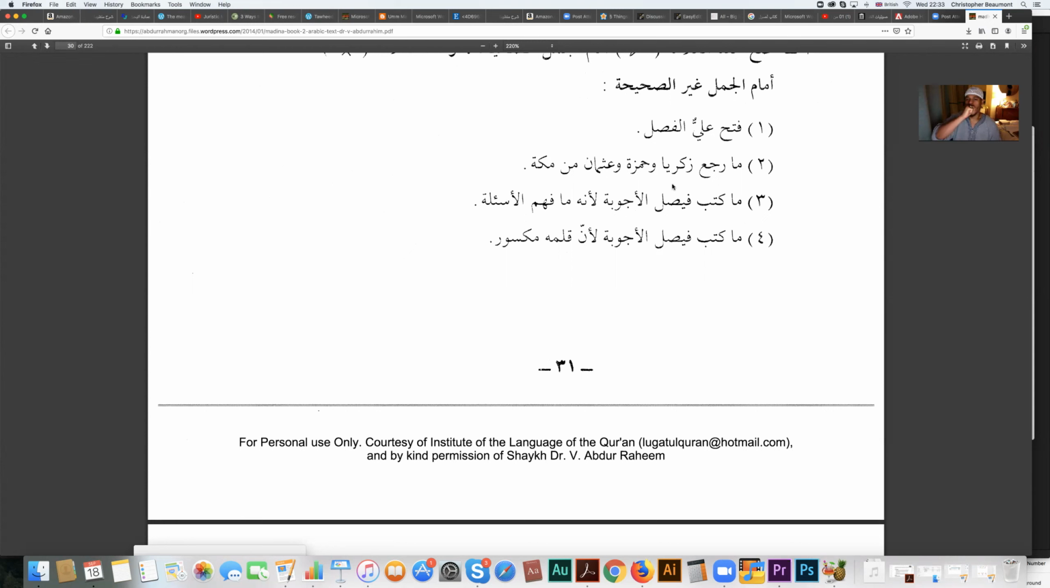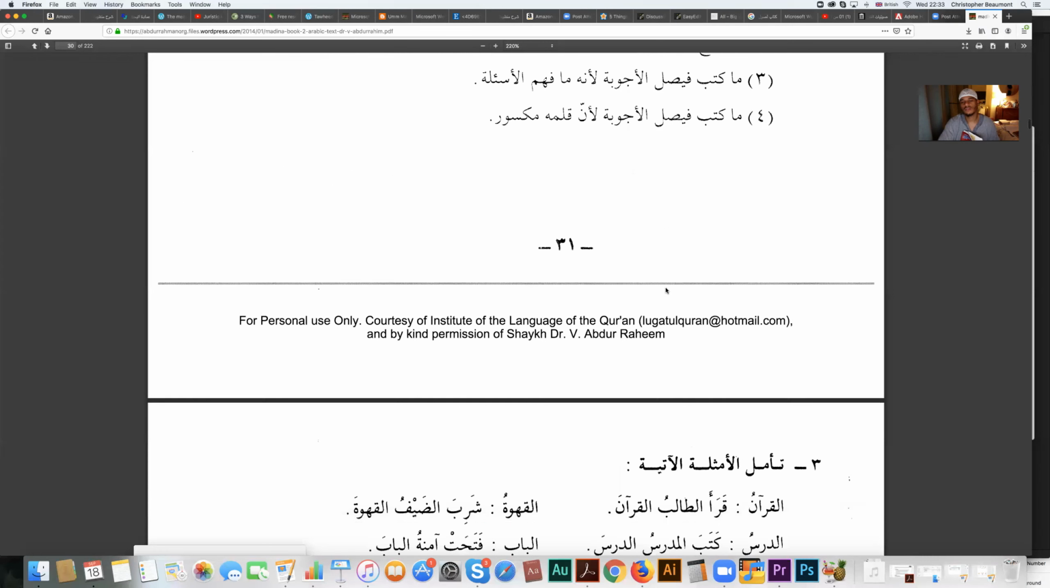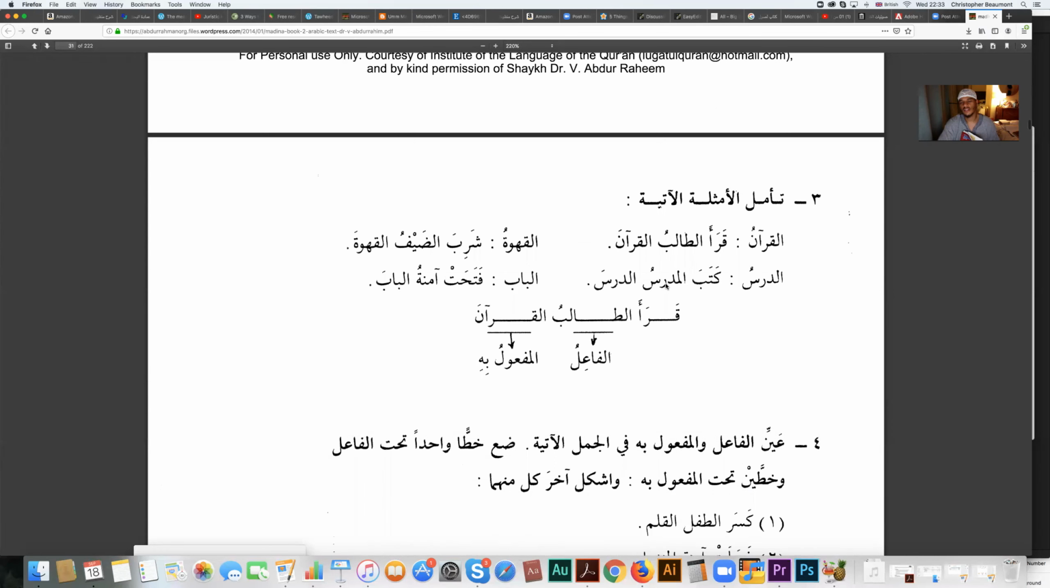ما كتب فيصل الأجوبة. Oh yeah. I'm trying to merge them. It will come. ما كتب فيصل الأجوبة لأن قلمه مكسور. صح ولا خطأ؟ خطأ. Excellent.